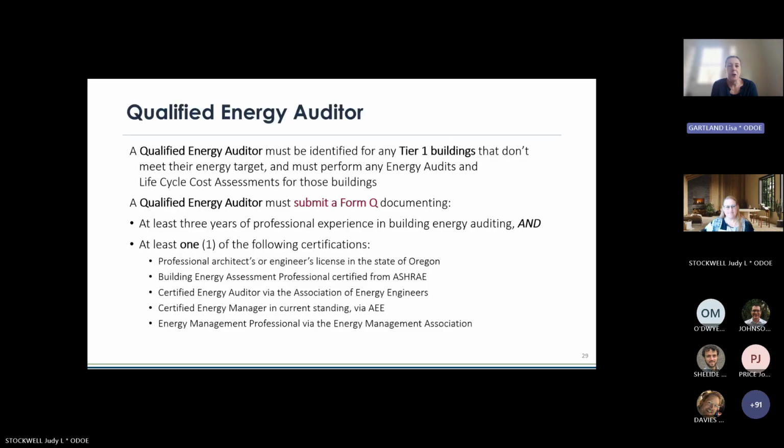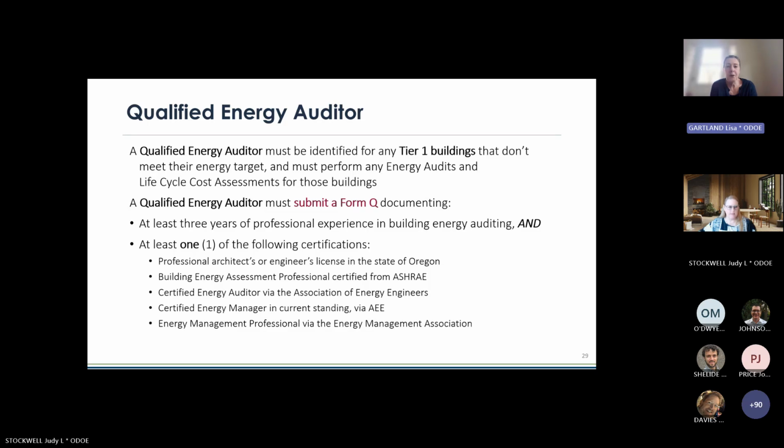So the most experienced professional potentially is a qualified energy auditor. A qualified energy auditor is needed for tier 1 buildings that don't meet their energy target, because they have to perform an energy audit. And just to remind you, they have to do the energy audit before their compliance date. So, keep that in mind. They may also be doing an optional life cycle cost assessment for those buildings. So those are the responsibilities of the QEA.